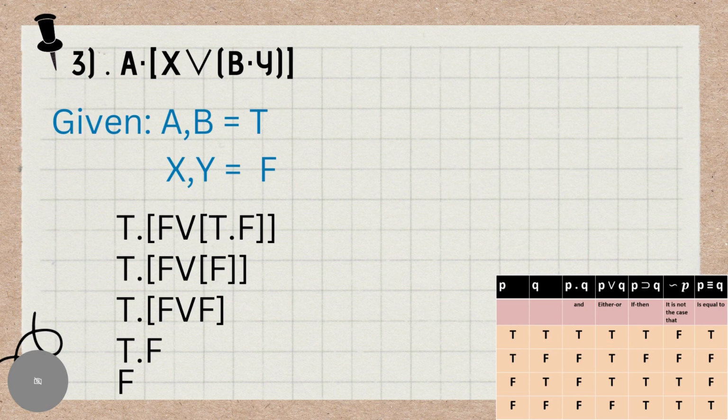The third problem we have is A conjunction X disjunction, B conjunction Y. As usual, from the question we have A, B as true values and X, Y as false values. So we will be replacing the values. A replaced with T, X as F, B as T and Y as F. Using BODMAS we will be solving the things inside the bracket first. The smallest bracket is T conjunction F. So T dot F is false.